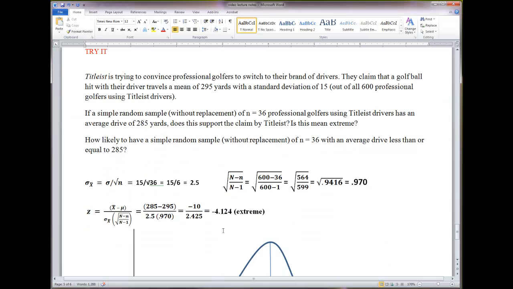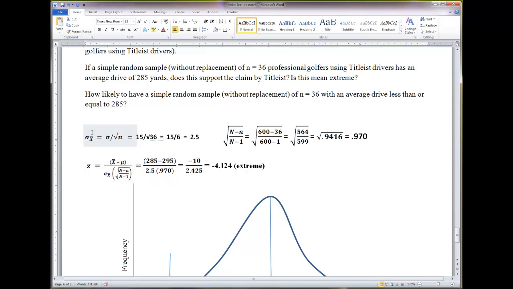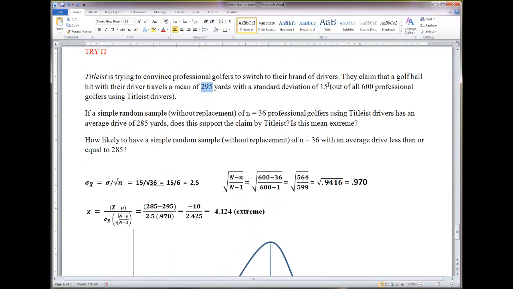Okay, so now let's look at the answers. So same example as before, our sample size is still 36, and we're trying to see how likely it would be to have an average drive from the sample that's less than or equal to the sample mean of 285, if in fact the average is 295 in the population with a standard deviation of 15. So first thing we want to do is find this standard error with the correction factor, so we'll have the denominator of z. So you plug in the standard deviation for the population, which is 15, divide that by the sample size, which is 36, and you end up with 2.5.